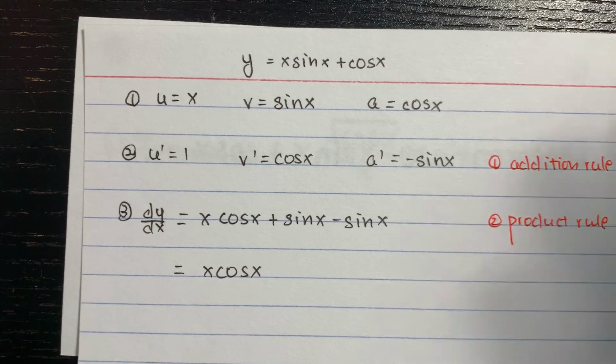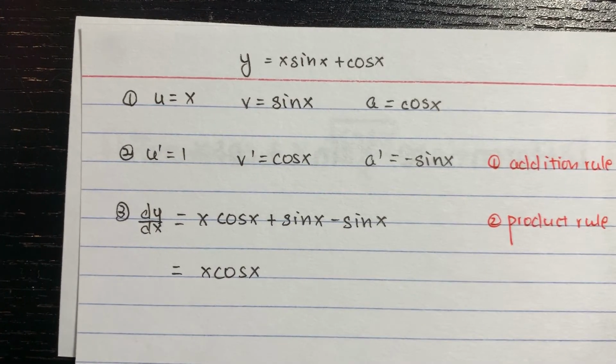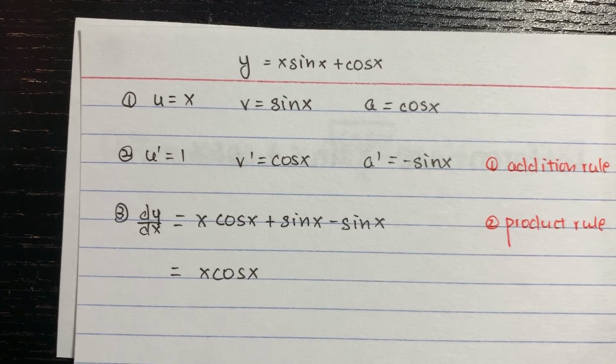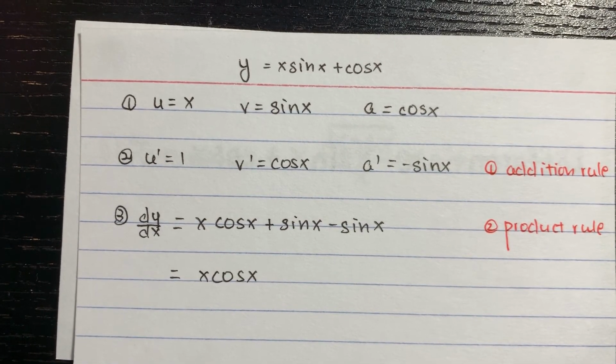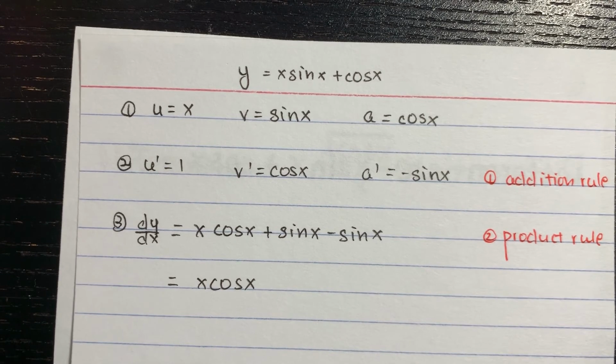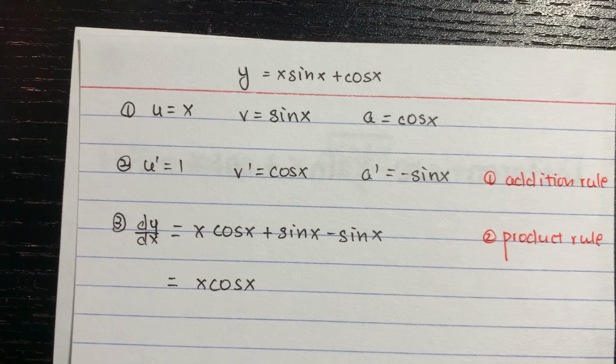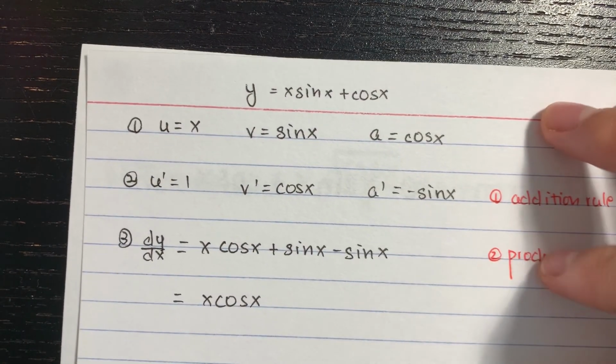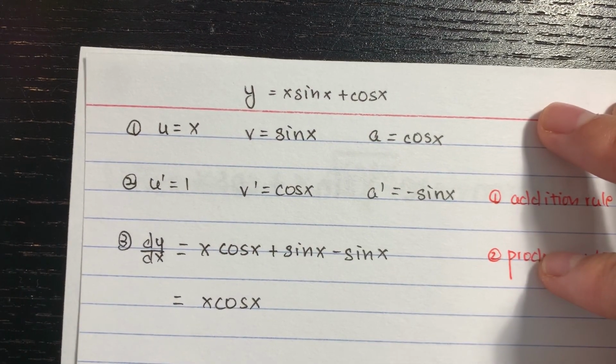However, it's easy. You can see that it's very easy to apply those trigonometric function derivatives. It's very straightforward, but you just have to remember how to use it in combination with other formula. And the final answer is x cos x, because the sine x cancels out.